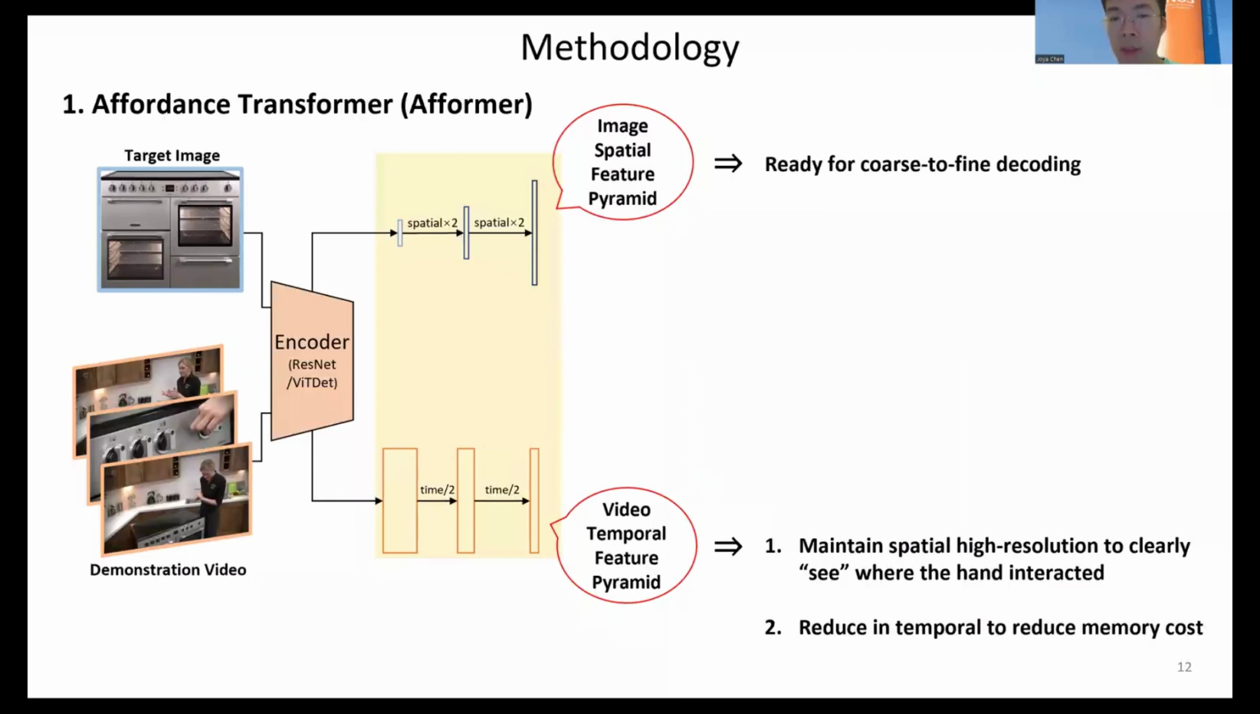First, let's dive into Afformer. With the video and the image as inputs, we use a shared encoder such as ResNet FPN or ViT-Det to encode both image and video features. The image feature is encoded as a feature pyramid prepared for coarse to fine decoding, while the video feature is encoded as a temporal sequence at a fixed high resolution. There are two reasons. First is to maintain the spatial high resolution to clearly see where the hand interacted, and reducing in temporal to reduce memory cost.